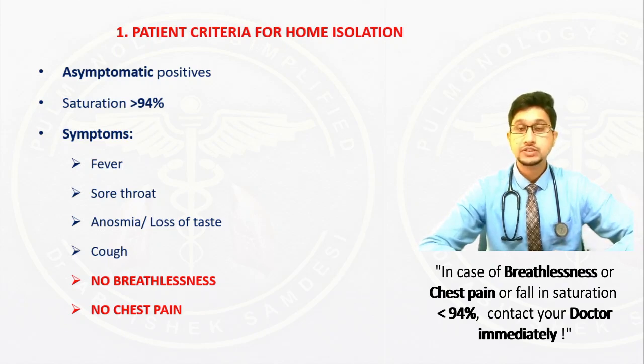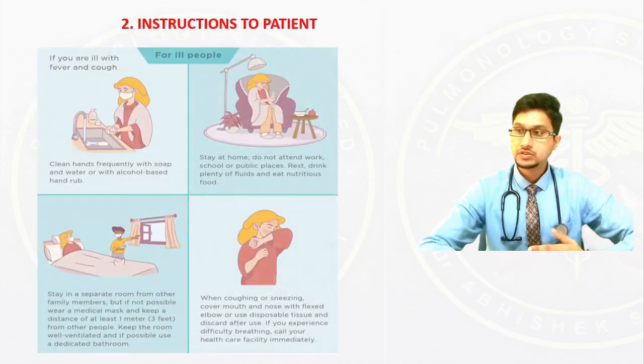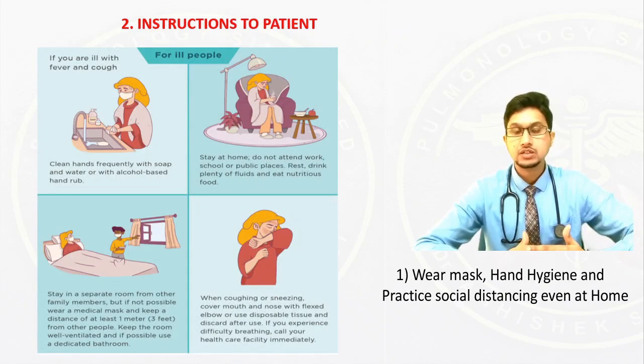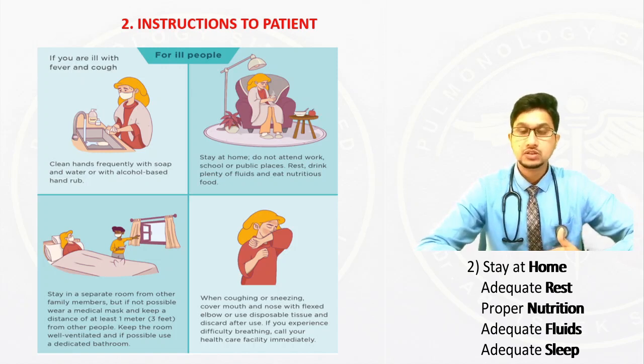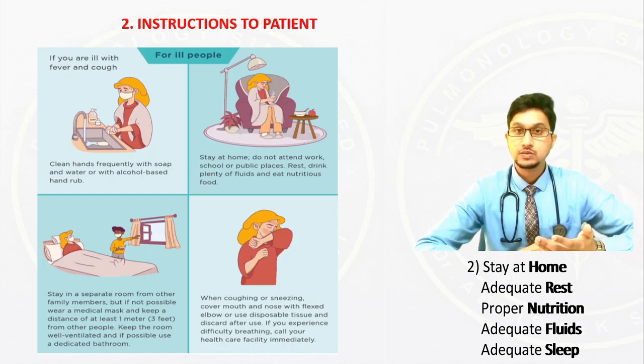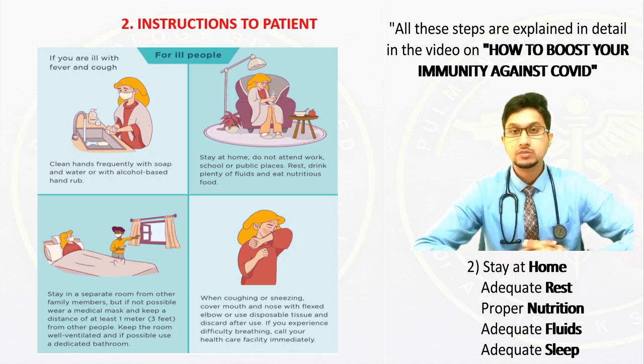Next, moving on to the instruction given to the patient. So, what are the instructions that the patient has to follow? Number one is hand hygiene. The patient is supposed to frequently wash their hands with soap and water. The second thing that we recommend the patient is to stay at home, take adequate rest, have proper nutrition, as well as drink adequate fluids and take proper sleep. This I have discussed in my previous video regarding the steps required or how to boost your immunity against COVID. You can definitely go back and have a look regarding the same. So the same thing even the patients will be following here.